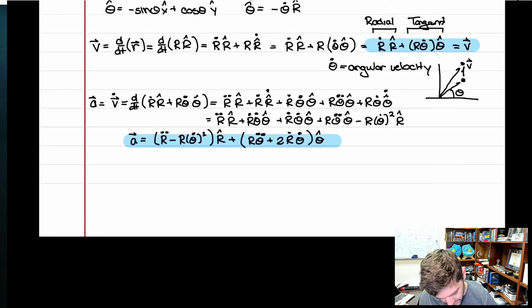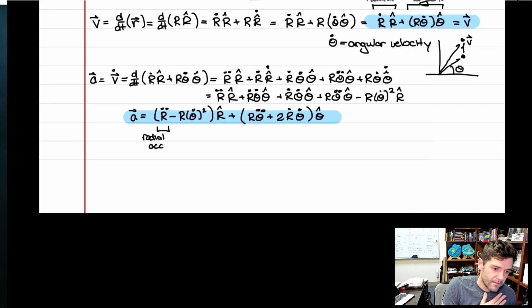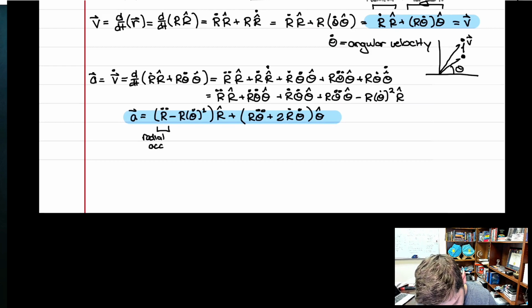Some of these terms might look familiar. Again, this is just kind of radial acceleration. It can change just by the fact that I might be accelerating. I might have a motor that's pushing me farther or closer to the origin. This term here is called the centripetal term.